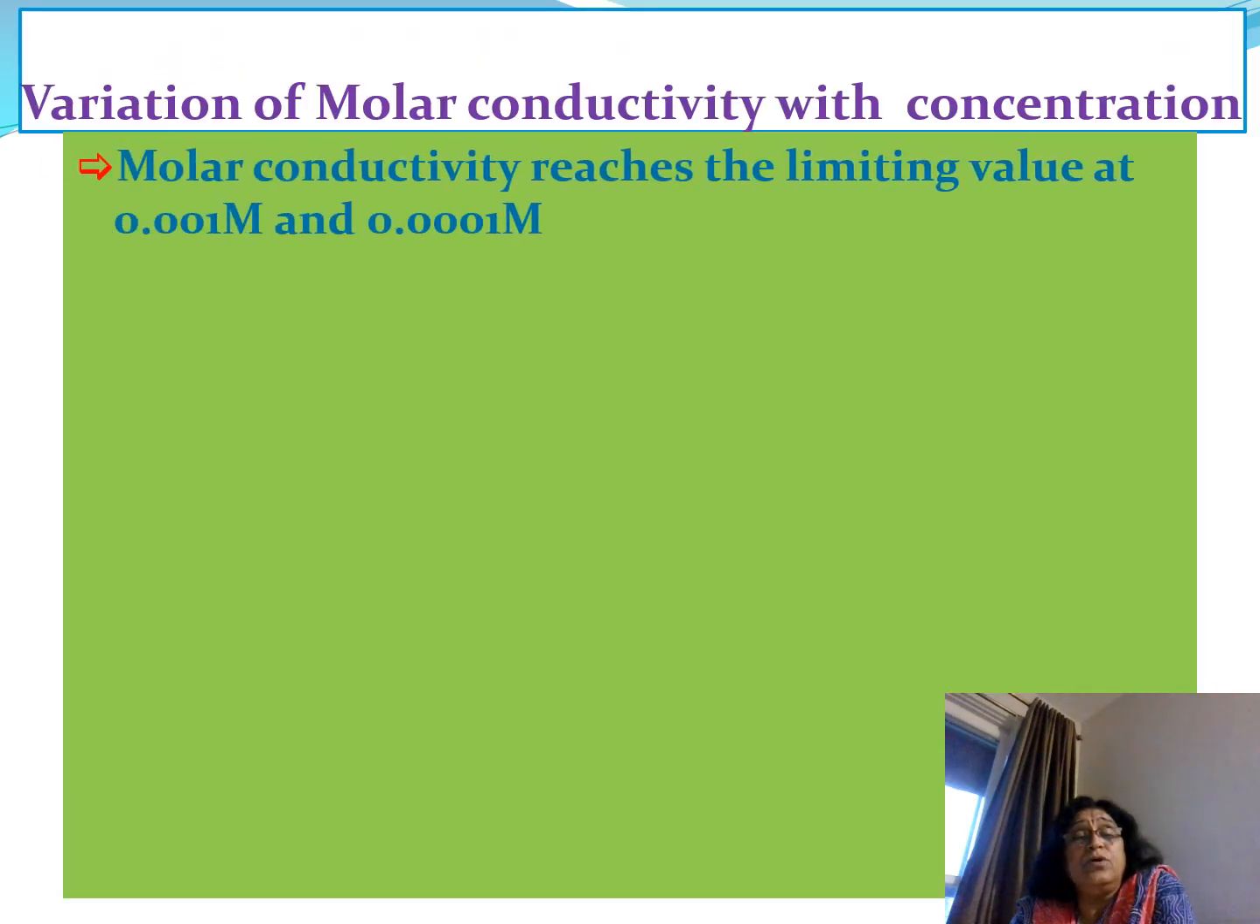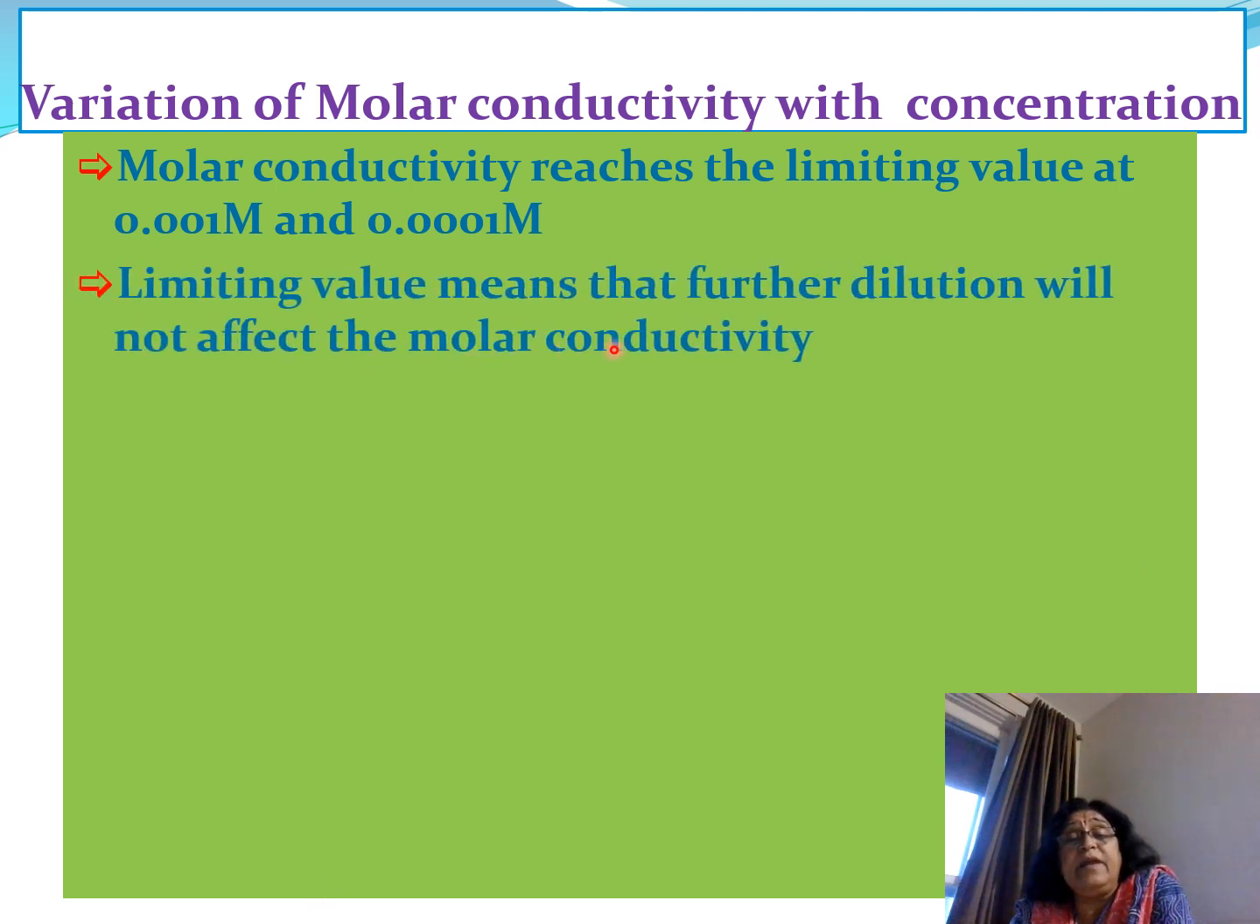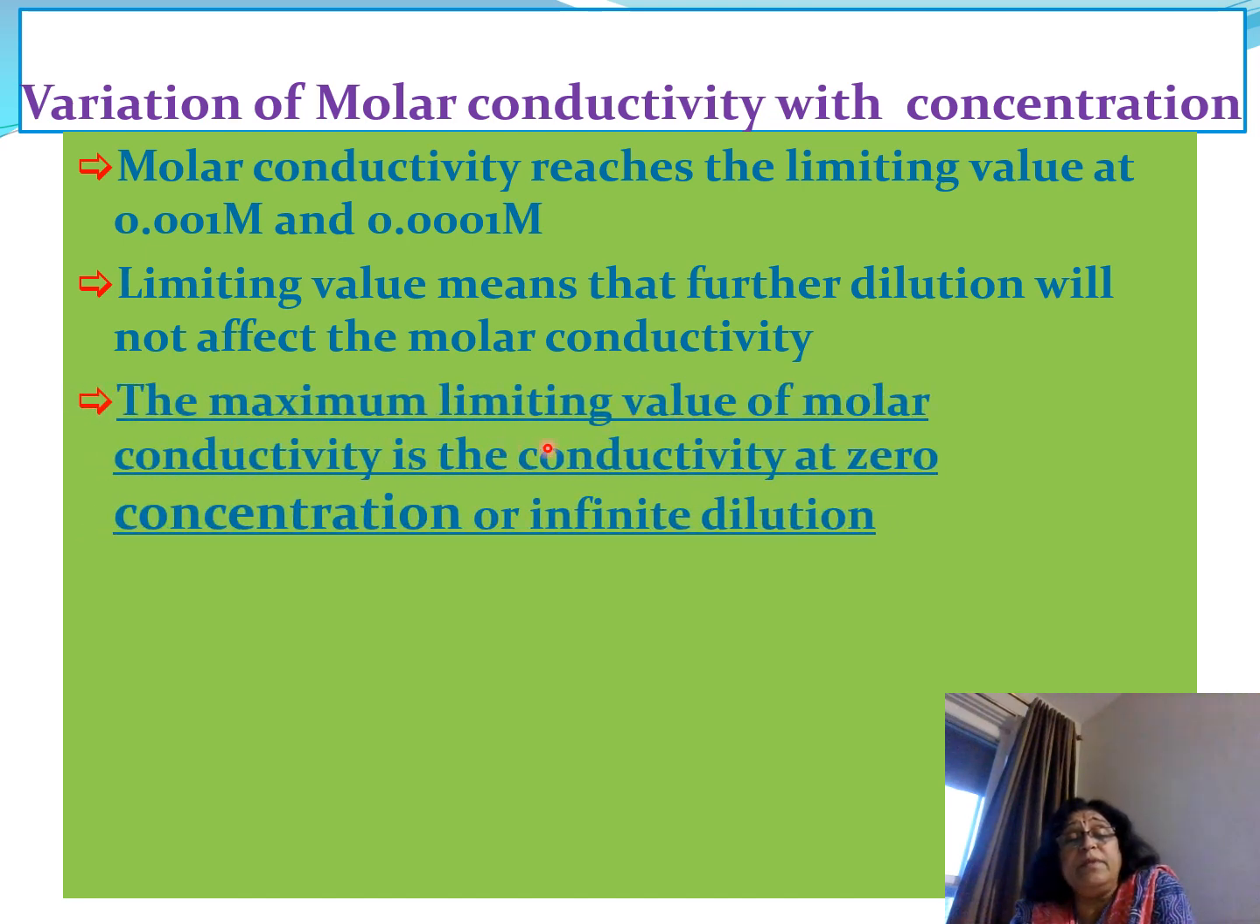Okay. So molar conductivity reaches a limiting value at 0.001 and 0.0001 M. What does the limiting value mean? It means that further dilution will have no effect on molar conductivity. Even if you dilute it after that, there will be no effect. So the maximum limiting value of molar conductivity at 0 concentration or infinite dilution is denoted by lambda 0, and lambda is equal to lambda naught minus A square root C.